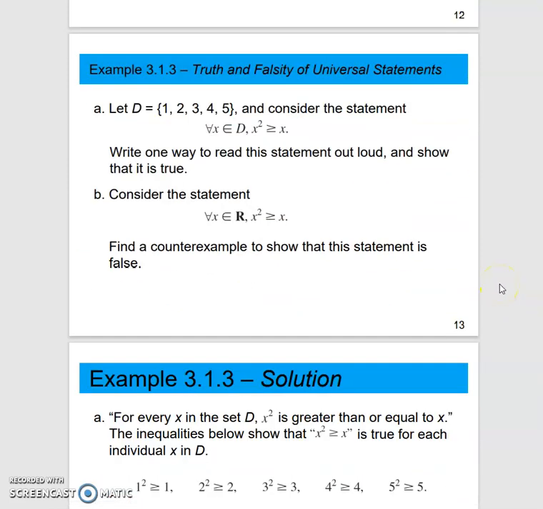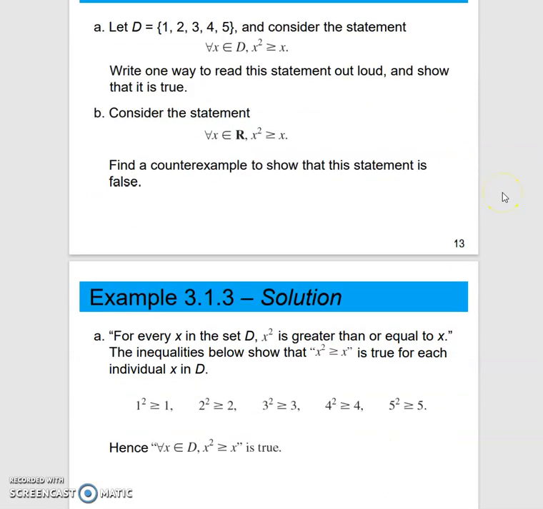Alright, so let's take some statements here and figure out if they are true or false. So D is 1, 2, 3, 4, 5. So my statement, for all x in D, x squared is greater than or equal to x. And I always recommend practice reading those aloud so that we get used to that notation. So here I'm just going to run through all of those values, and yes, they are all true. So I would say that one's true.